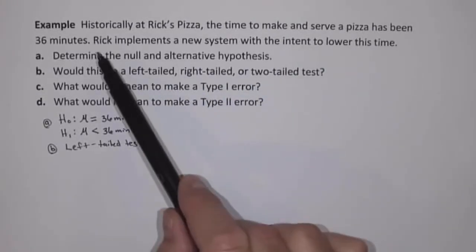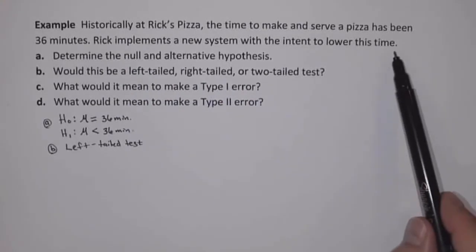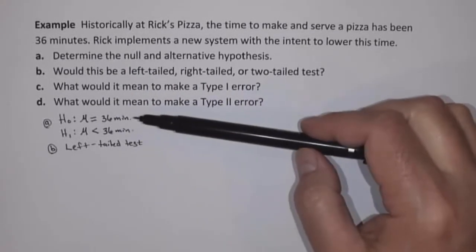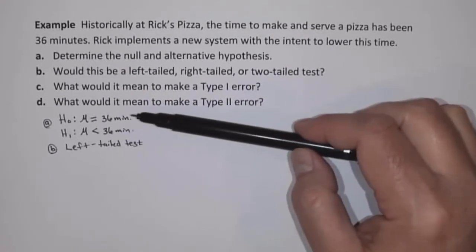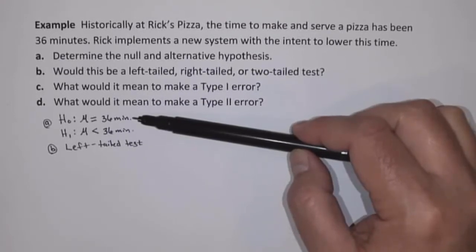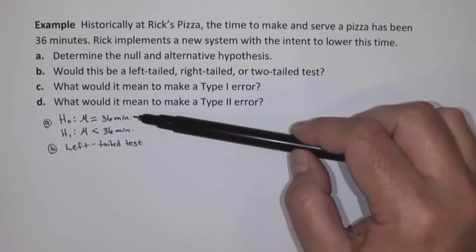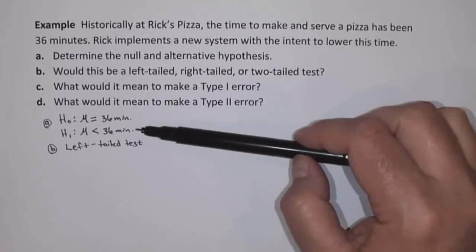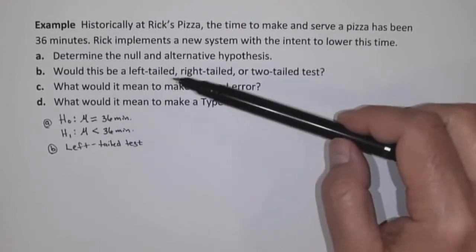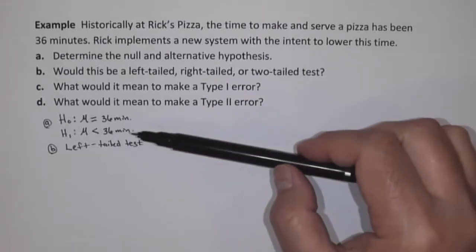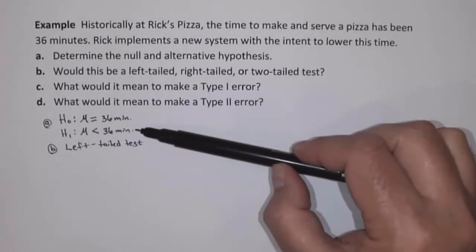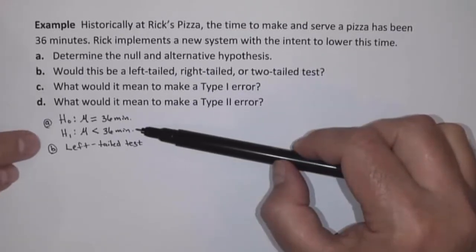That's basically the deal. In other words, under Rick's new system, if we conclude that it's still 36 minutes, then that means the new system didn't work. It still takes 36 minutes to get the pizza made and served. But if we conclude the alternative is true, we're concluding that the new system worked. It now takes less than 36 minutes to make and serve the pizza. That's the idea of this hypothesis test.